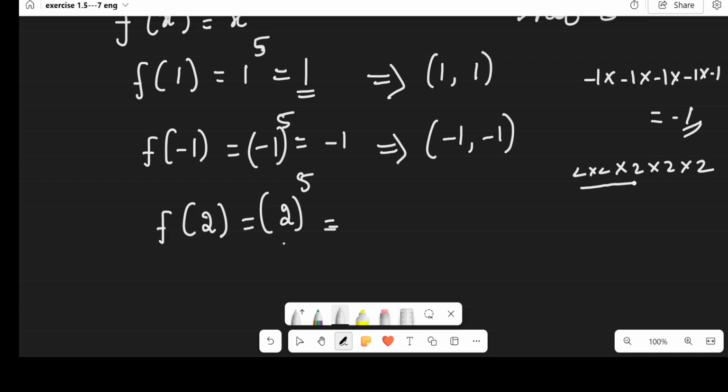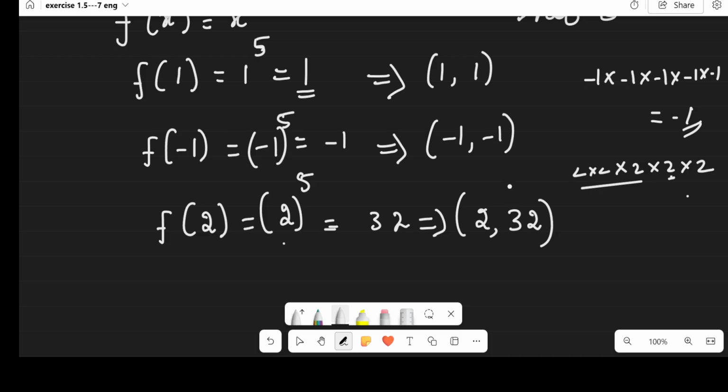2 2s are 4, 4 2s are 8, 8 2s are 16, 16 2s are 32. So what is input here? 2 is input, 32 is output. So I'm getting 2 and 32, right? Here I'm giving different inputs, 1, -1, 2. And also we are getting different outputs, 1, -1, 32.